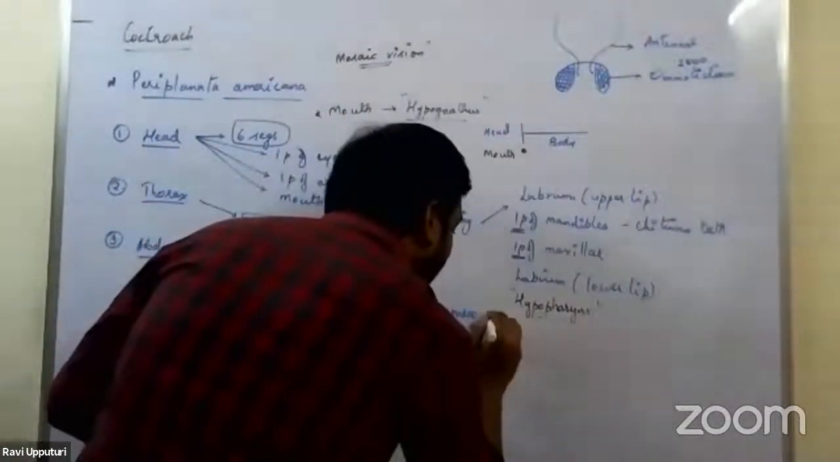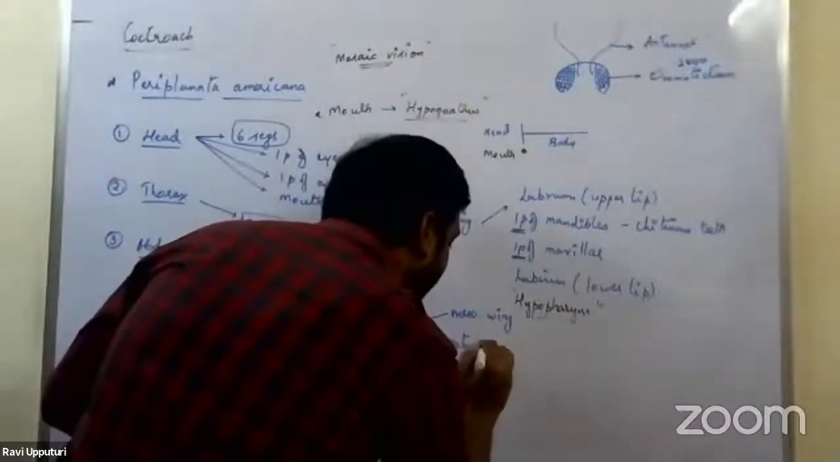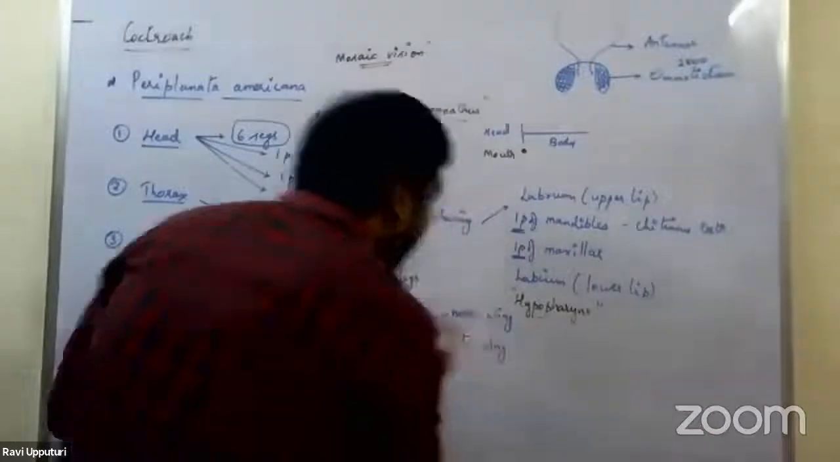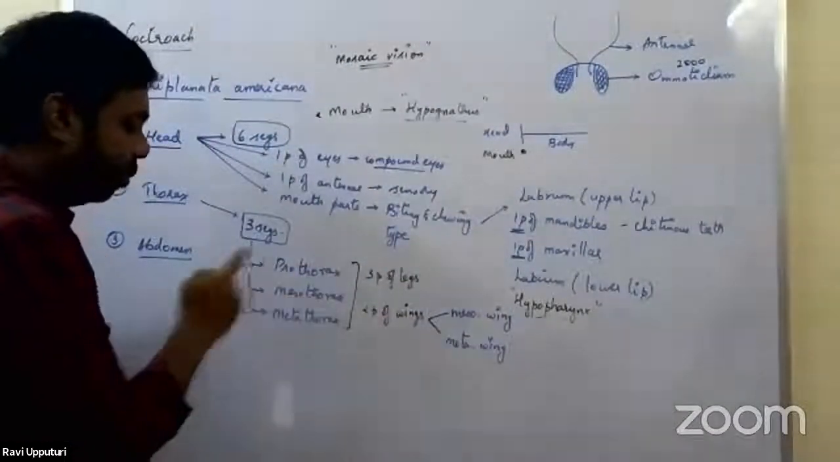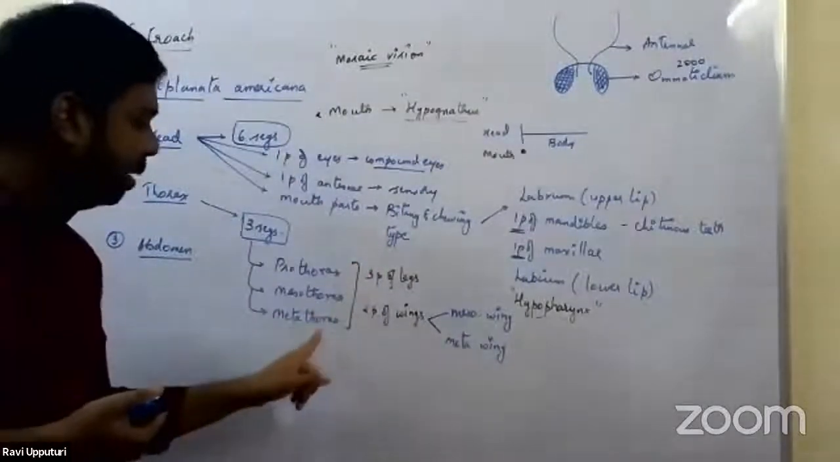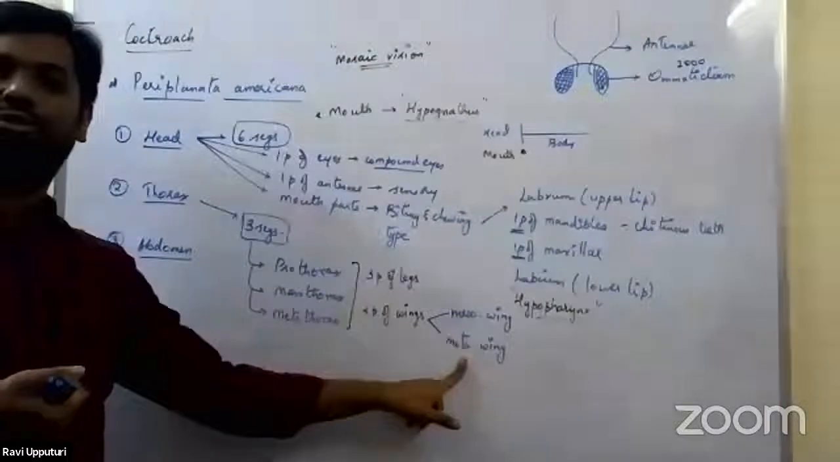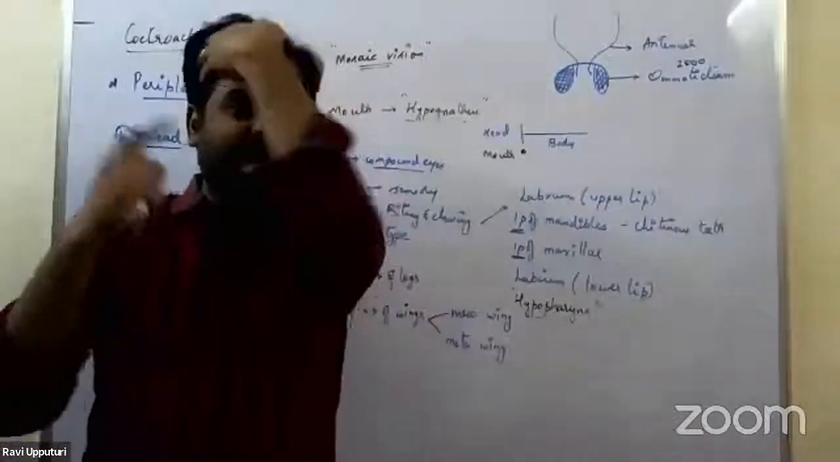Mesothoracic wing and metathoracic wing. Because they usually arise from the intersegmental septa of the pro and mesothorax. From the junction of meso and metathorax, the metathoracic wing usually arises. So this mesothoracic wing is also called the anterior wing.